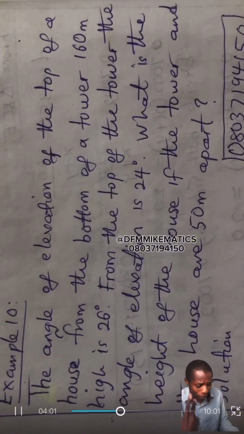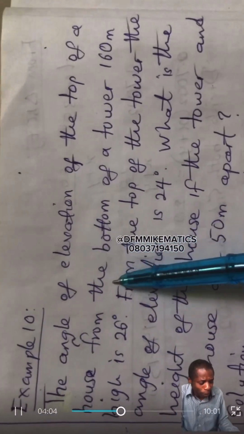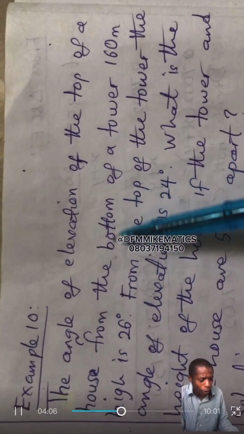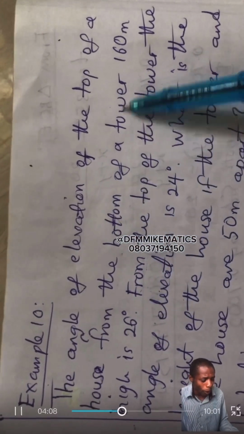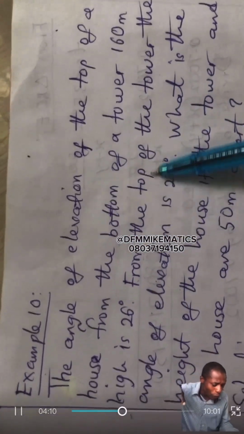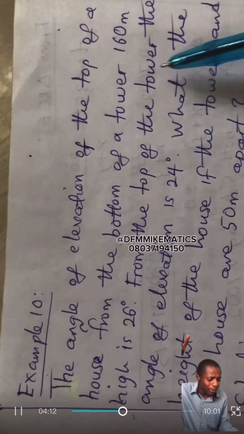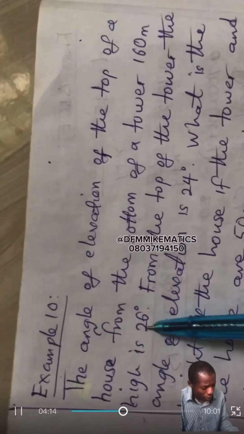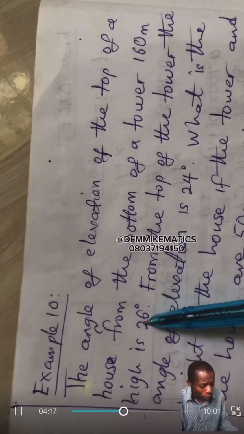So we have two observers. One is at the bottom of the tower looking at the top of the house. Then we have a second observer at the top of the tower looking at the same thing the first one is looking at. You understand that now? So how do you draw this?